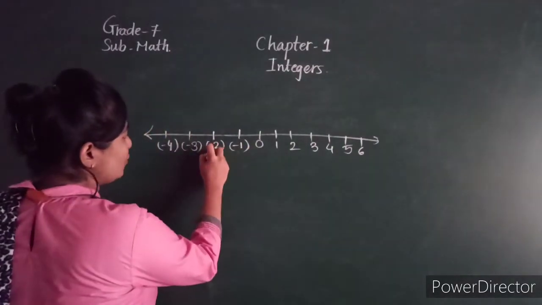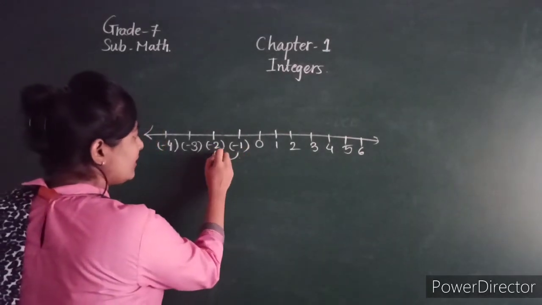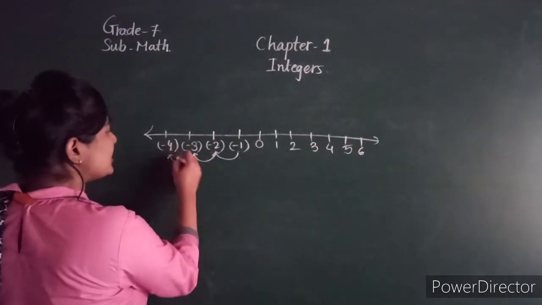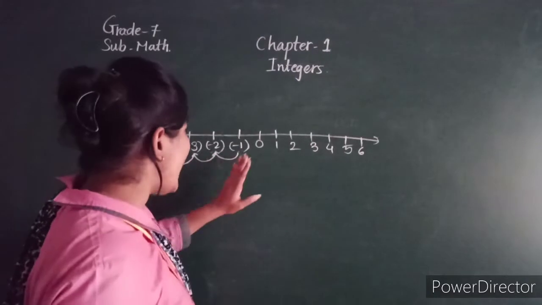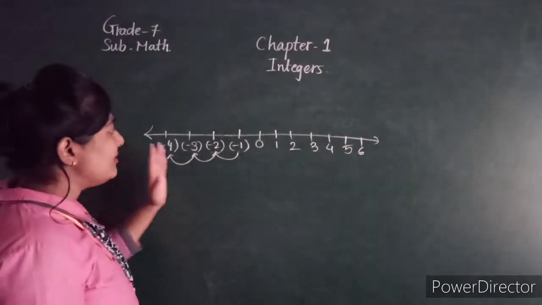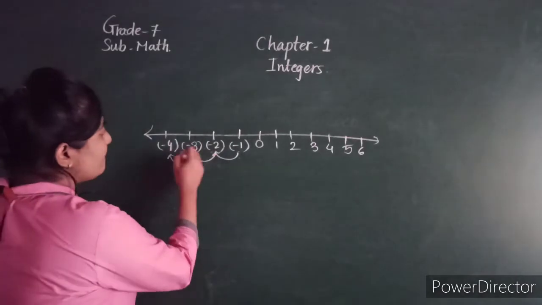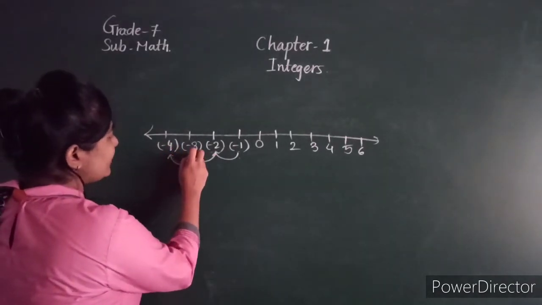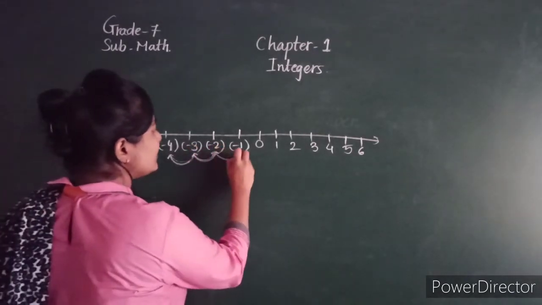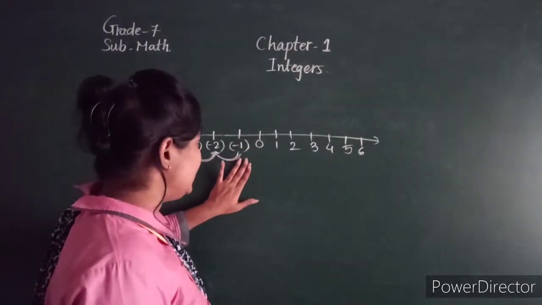Now here -2. -2 is smaller than -1. -3 is smaller than -2. -4 is smaller than -3. So as you go in this direction, each further number is lesser than the one before. -4 is lesser than -3, -3 is lesser than -2, and -2 is lesser than -1. So -1 is the greatest negative integer.